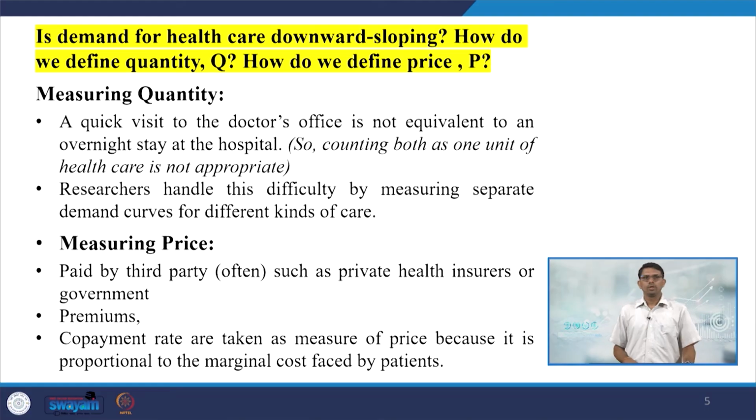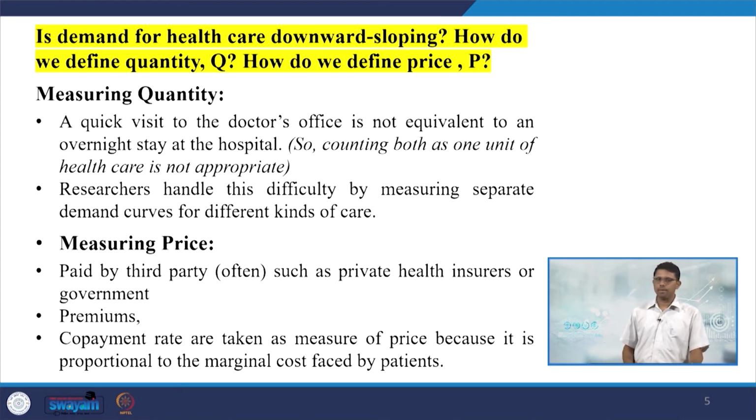So, are you willing to pay all your wealth for the sake of health? No, that is not the case. At least some fraction should be afforded for healthcare to define your commodities, which is going to be valuable and cherishing throughout your life. So, now the first question put before you is: is demand for healthcare downward sloping? How do we define quantity, that is Q, and how do you define price?